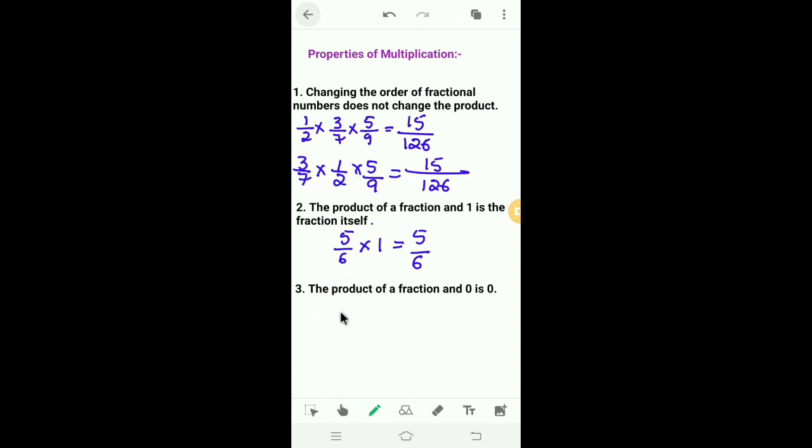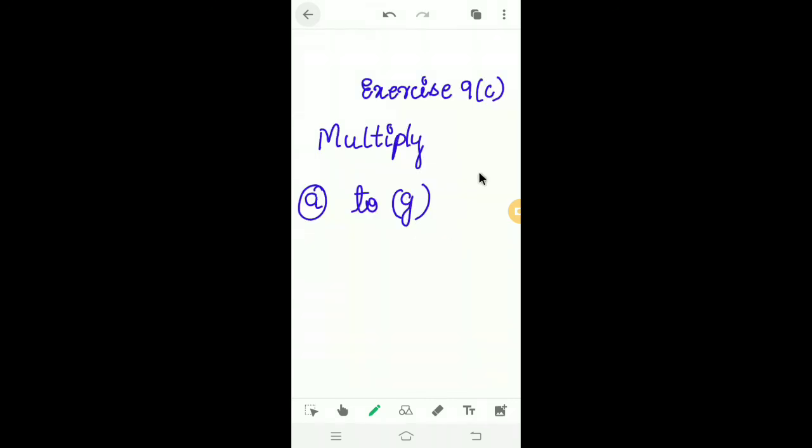Let's learn third property of multiplication. The product of a fraction and 0 is 0. If you multiply 5 by 6 by 0, then the product is 0. The product of a fraction and 0 is 0. This is the third property of multiplication.